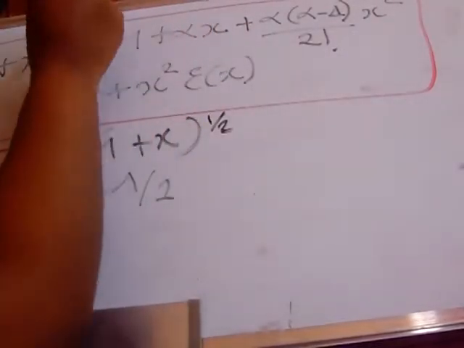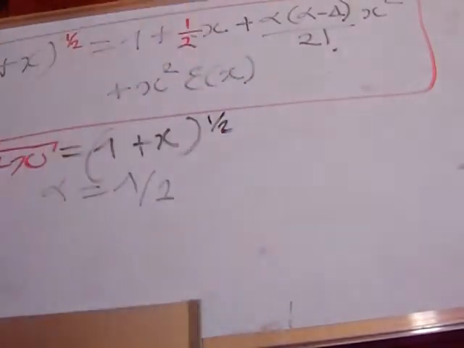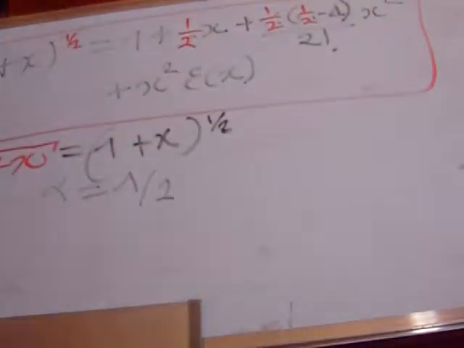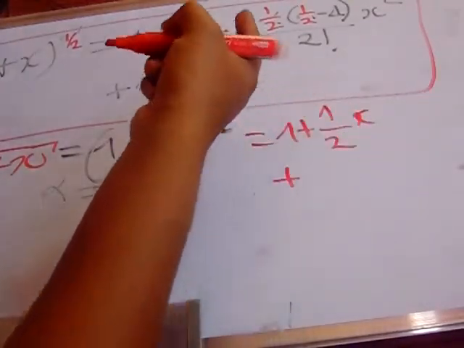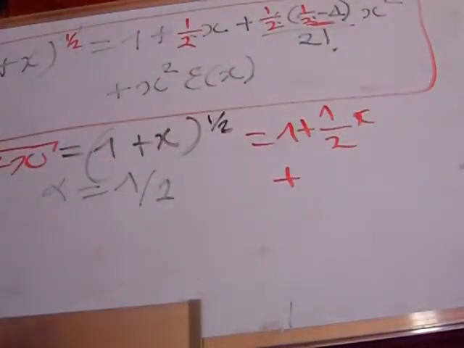I replace this with 1 over 2, I replace this as well with 1 over 2, this with 1 over 2 and this with 1 over 2. Now, if I do that, I'll be getting 1 plus 1 over 2x, right? Plus 1 over 2 minus 1 is minus 1 over 2, so we're subtracting, this is minus 1 over 2. And minus 1 over 2 times 1 over 2 is minus 1 over 4.